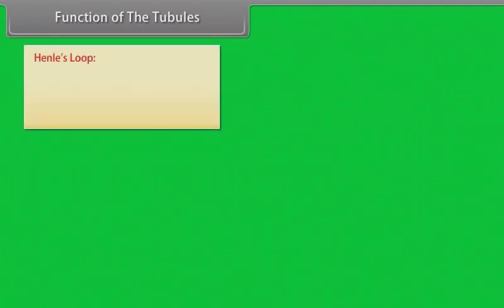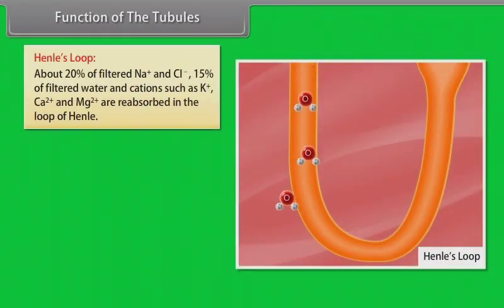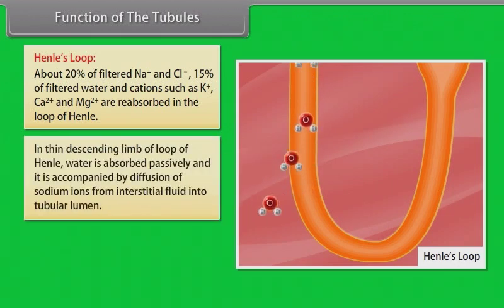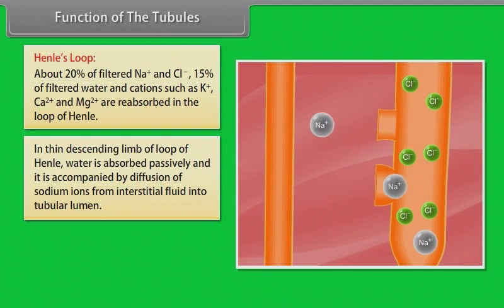Function of the tubules. Henle's loop. About 20% of the filtered Na+ and Cl-, 15% of filtered water, and cations such as K+, Ca2+, and Mg2+ are reabsorbed in the loop of Henle. In the thin descending limb of the loop of Henle, water is absorbed passively and it is accompanied by diffusion of sodium ions from interstitial fluid into the tubular lumen.